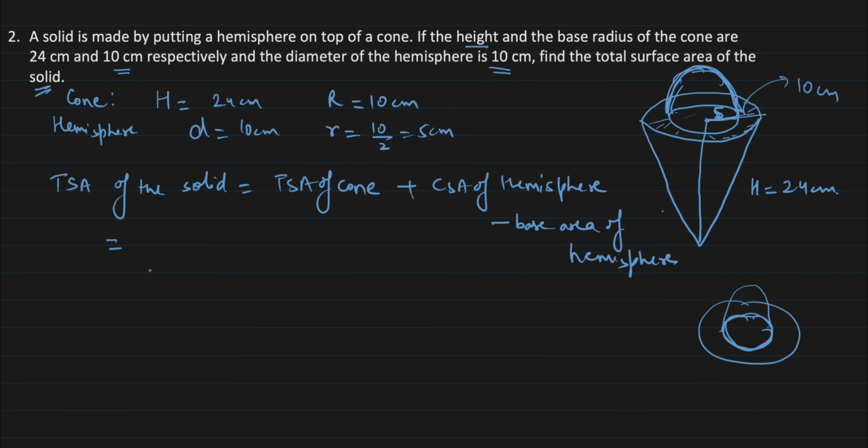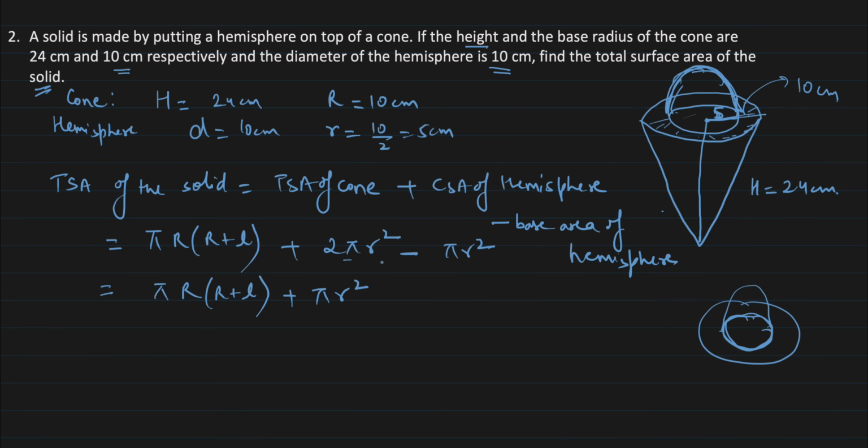So what's the formula for TSA of cone? Pi r, r plus L. CSA of hemisphere is 2 pi r square, minus the base area, which is pi r square. I hope this is clear, students. Further, I can simplify this formula as pi R, R plus L, plus pi r square, because 2 pi r square minus pi r square is pi r square only. Here I have not taken the total surface area of the hemisphere because only the top part is visible. The bottom is hidden because you are keeping it on top of the cone base, right?